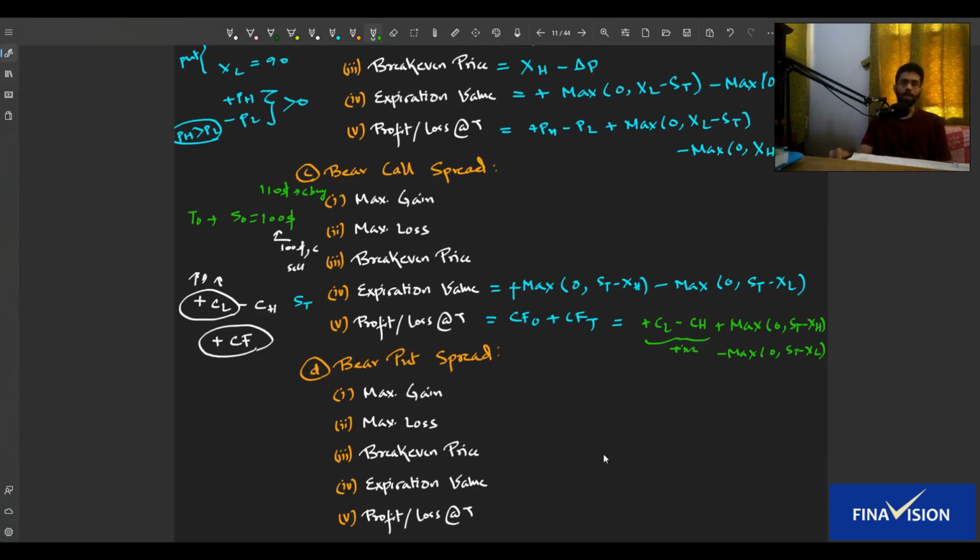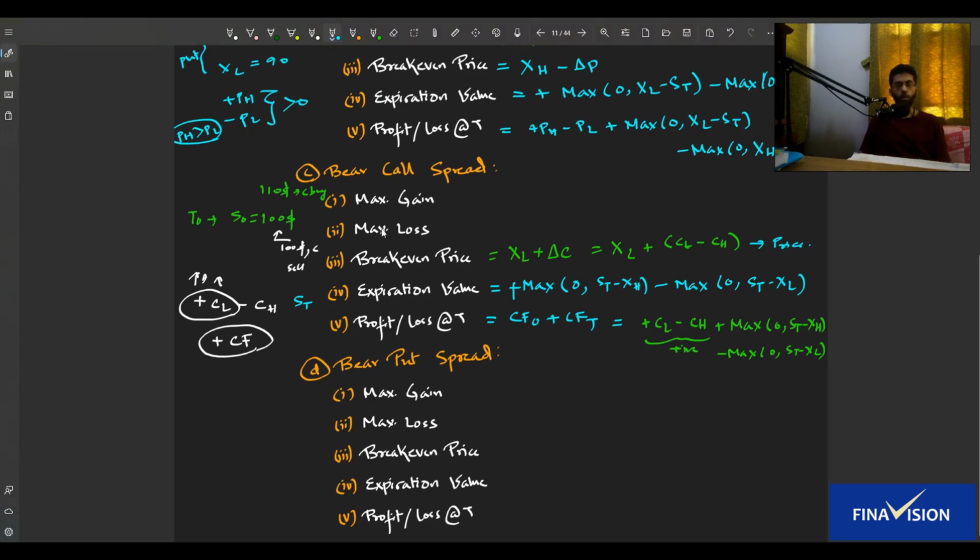Now comes the question of what is the break-even price. Okay, so the break-even price is basically nothing but the lower strike price plus the difference between the premiums. So you can write it as XL plus CL minus CH, because CL is the higher value here, right? This is the break-even price, and this obviously happens at a price of ST equal to XL. This is the price of the stock at which break-even happens, right?